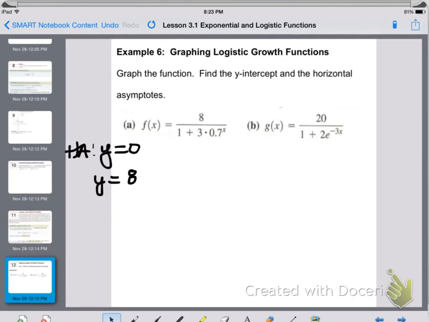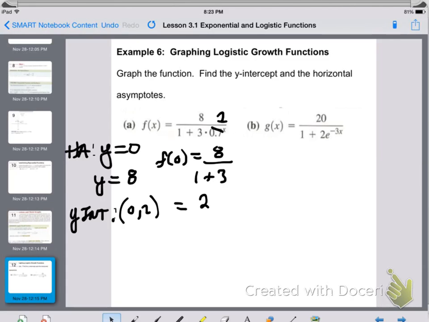Now it wants us to also find the y-intercept, and in order to do this, much the same as we've been doing, we set x equal to 0 and solve. So f of 0 is going to equal 8 over 1 plus 3 times 0.7 raised to the 0 power. Anything raised to the 0 power is 1. So it's just going to be 8 over 1 plus 3, and that's going to equal 2. So our y-intercept is 0, 2.